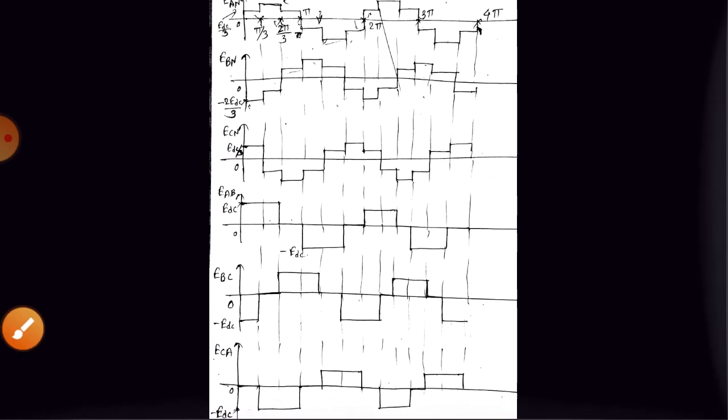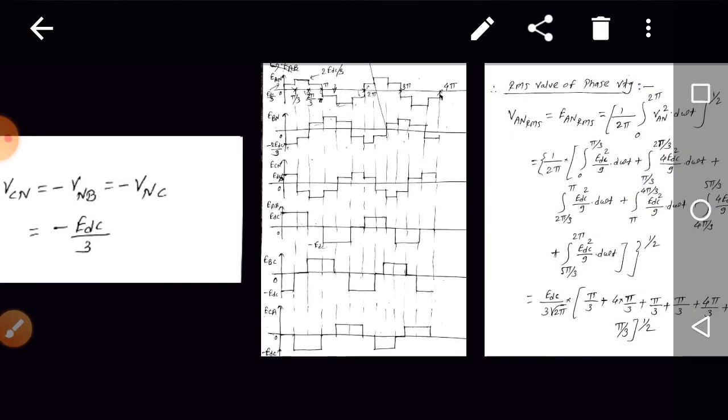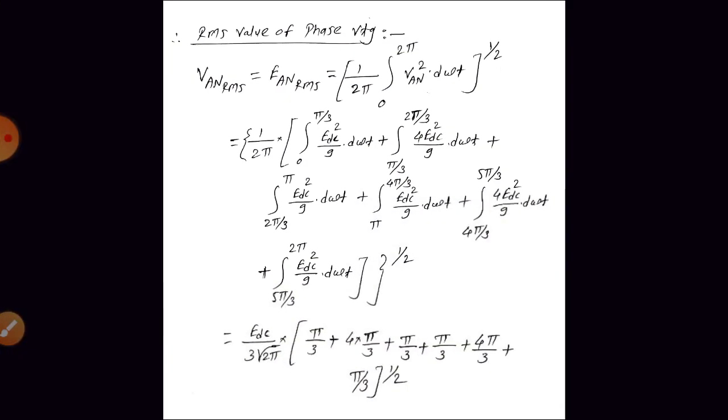So we can say that we are having fully balanced waveforms, because all the line voltages have the same peak value, and all the phase voltages are also having the same peak value, right? The only thing is they are non-sinusoidal, right?